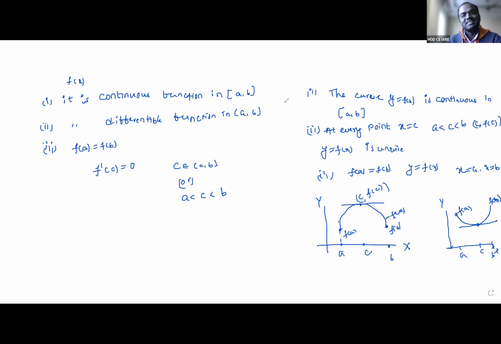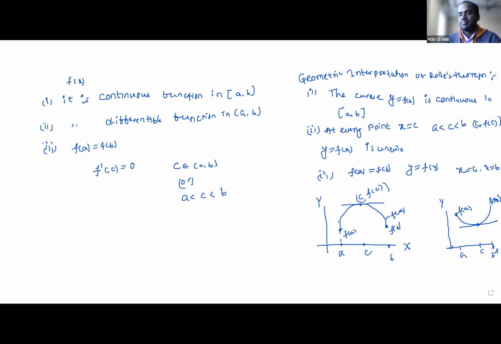Side heading is geometric interpretation of Rolle's theorem. Geometrical interpretation of Rolle's theorem. Write down.